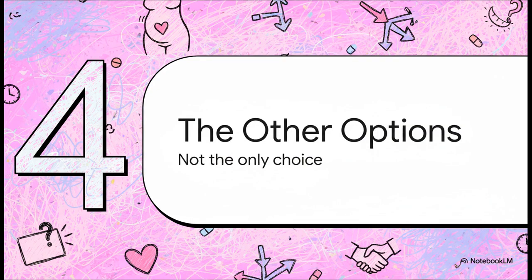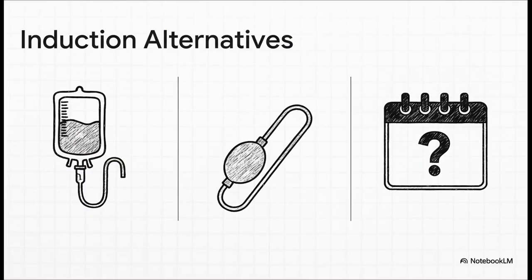Okay, this is so important to remember. Misoprostol is not a one-way street. A huge part of giving consent is knowing that you have other options. This is just one tool in the medical toolbox. It's definitely not the only one. So what else is out there? Well, there are other medications like Pitocin that you'd get through an IV. There are also mechanical methods that don't use medication at all, like a small balloon catheter that gently helps open the cervix. And, depending on your specific situation, sometimes the simplest alternative is an option too, just waiting for labor to start on its own.